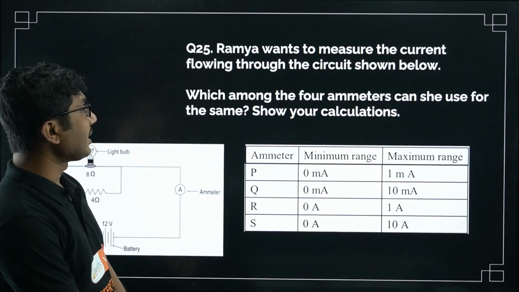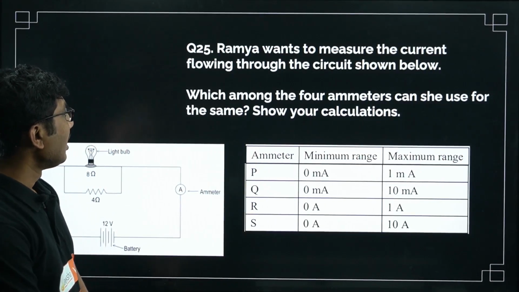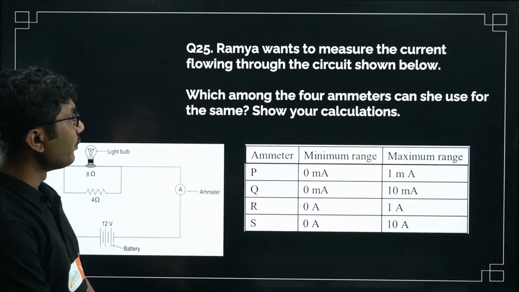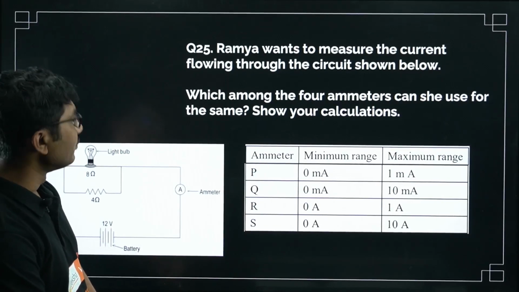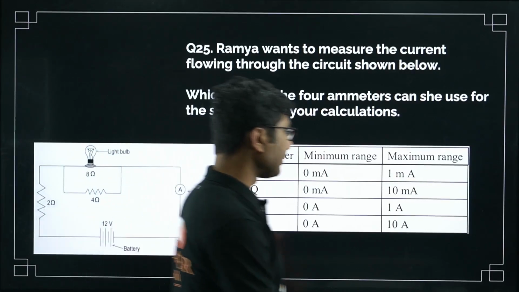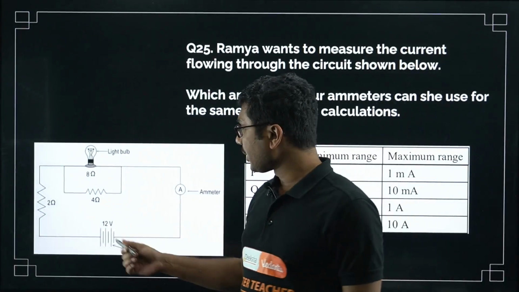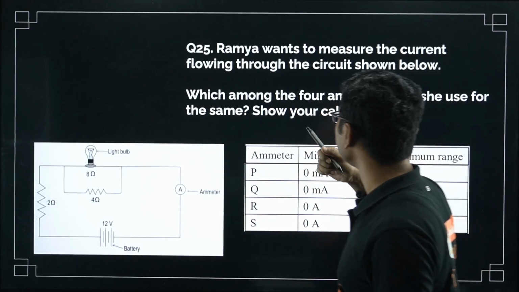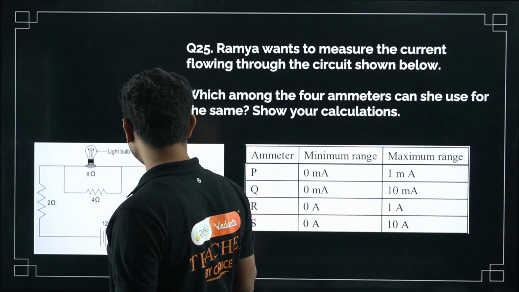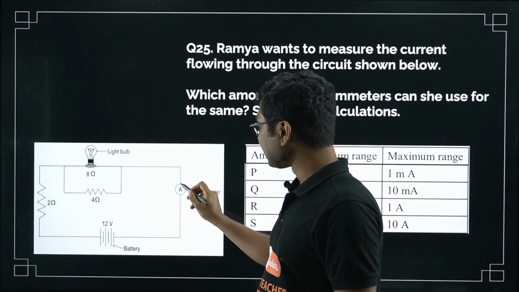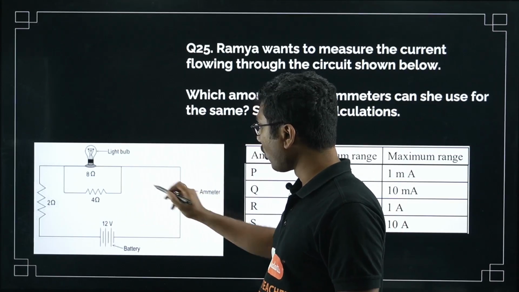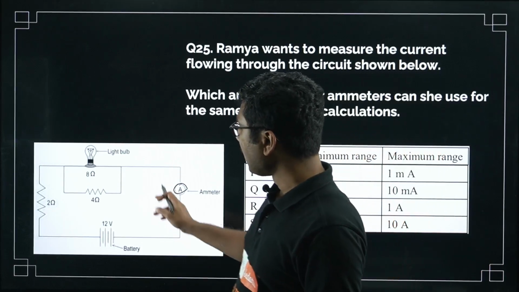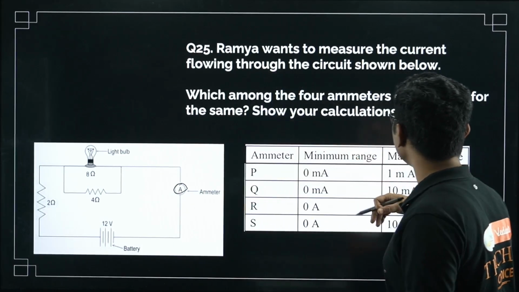Ramya wants to measure the current flowing through the circuit shown below. Which among the 4 ammeters can she use for the same? Show the calculations. So here, what is Ramya's main objective? Ramya wants to measure the current flowing through the circuit shown below. So she wants to measure the current in the circuit, that is the main current, not in any individual component. Now, which among the 4 ammeters can be used?